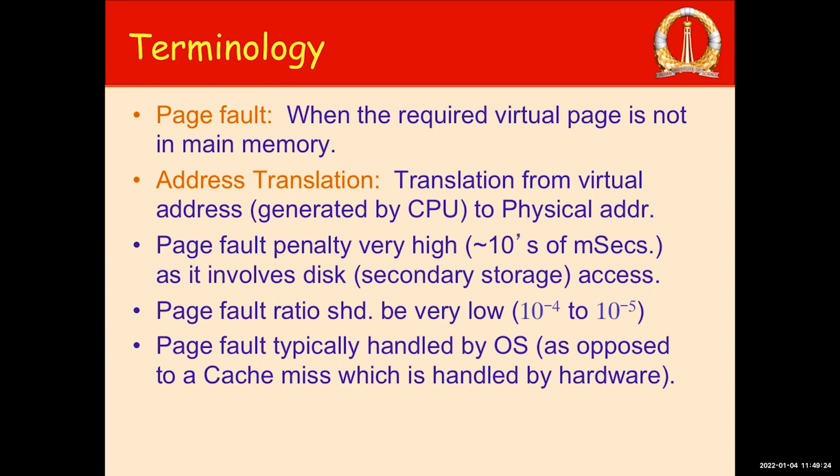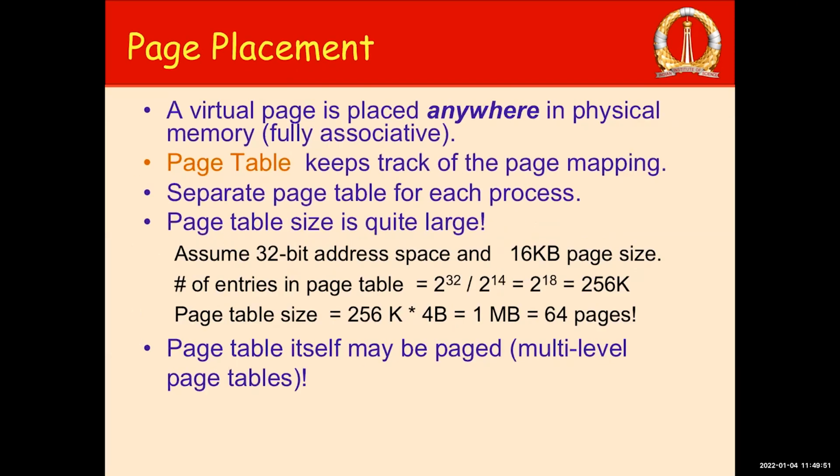Address translation refers to translating the virtual address to a physical address. The virtual address is the address used by the processor, and the physical address is the actual location which is accessed in the memory. The page fault penalty could be very high, in the order of milliseconds. Typically the page fault ratio is very small, and the page fault is typically handled by the operating system.